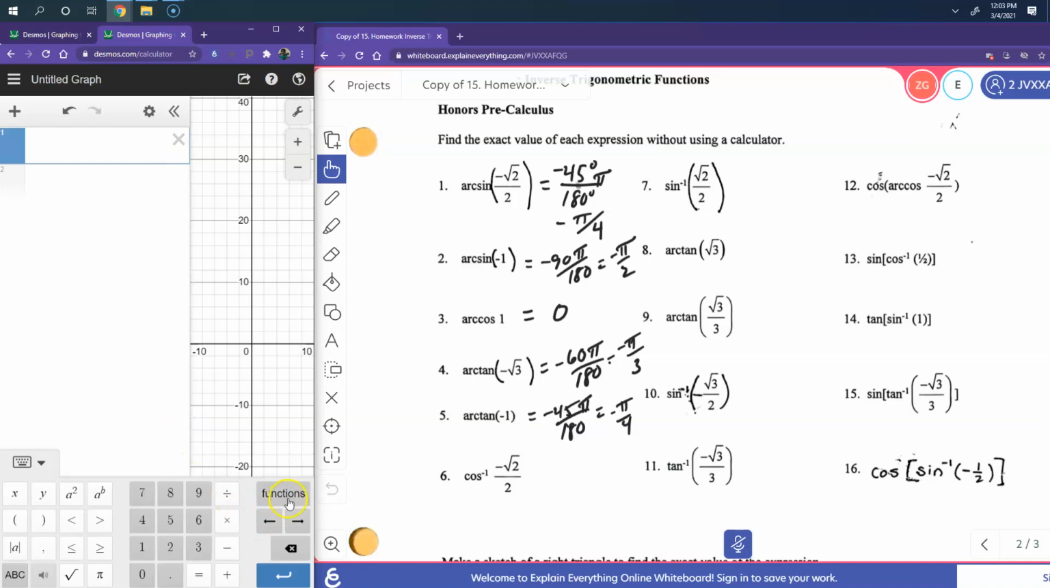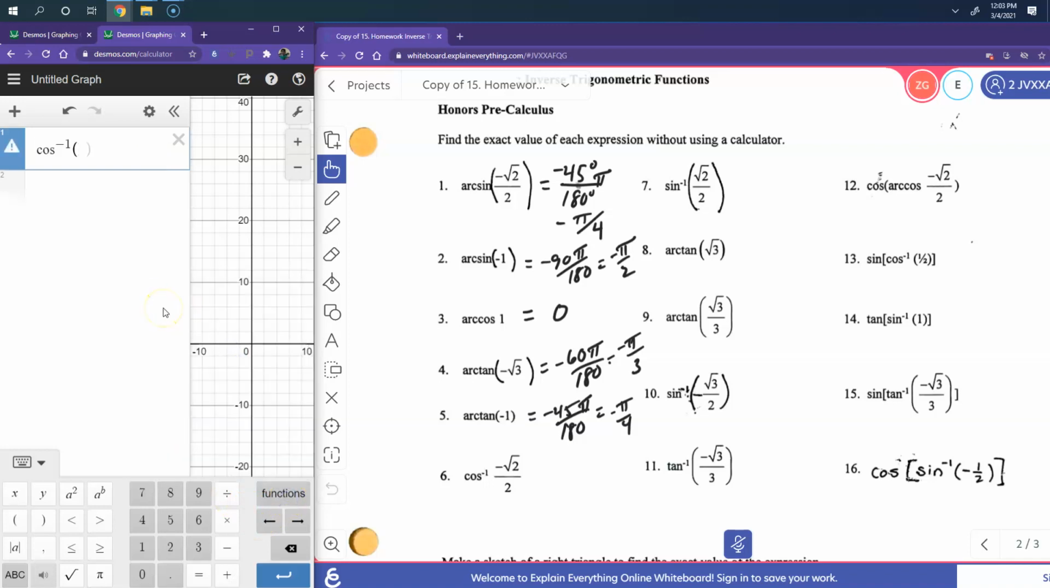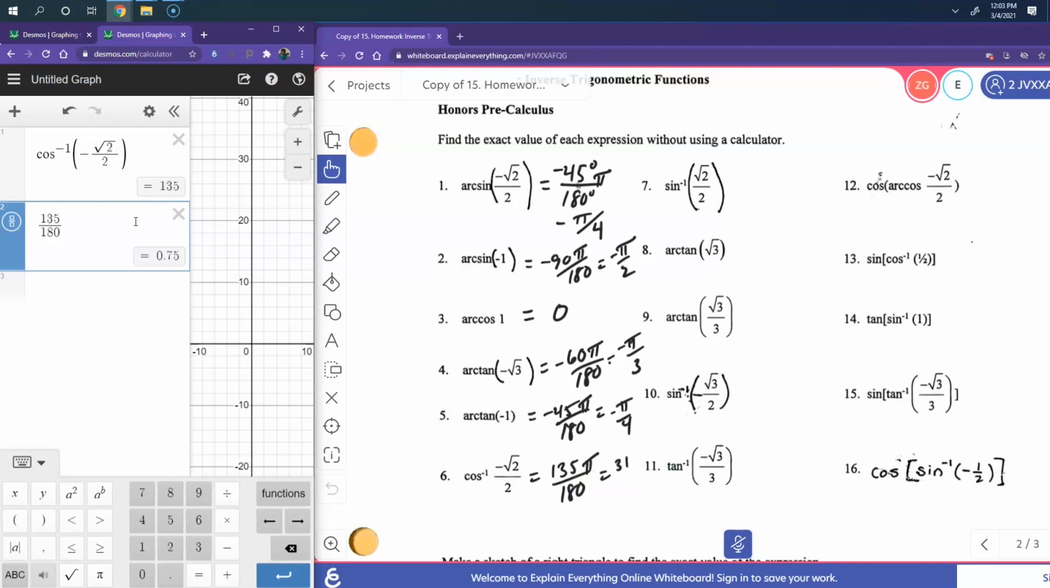Number 6, we're going to go to functions, inverse cosine, and type in negative square root of 2 divided by 2, and that gives you 135. So it's 135 degrees over 180 times pi. So it's 135 divided by 180. That gives you 3/4 pi, and that's in radians.